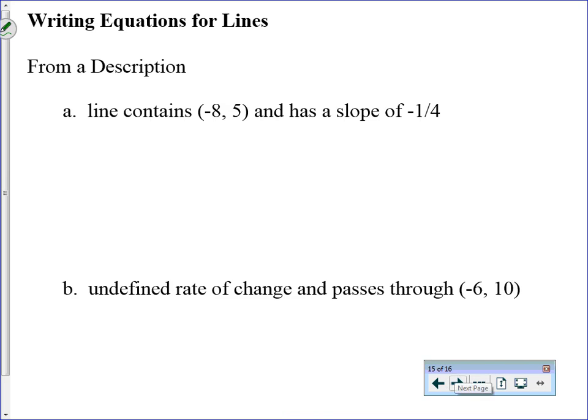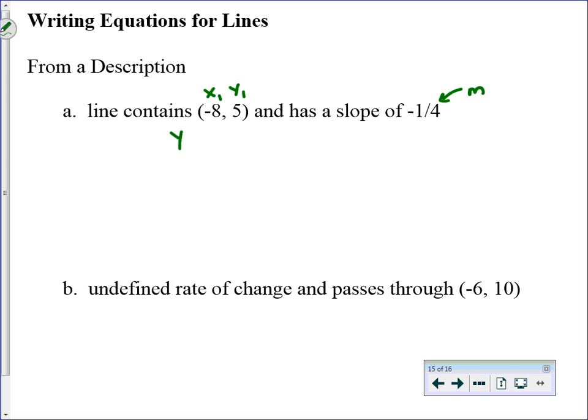Okay, 2 more left here for the different ways. So we have a few different types of problems here because now it's from a description. That means we're going to give you a piece of information and you have to try to write your y equals mx plus b. So what does this information give you? In A, it says the line contains a negative 8 and a 5, which is an x1 and a y1, and has a slope of negative 1/4, which is our m value.